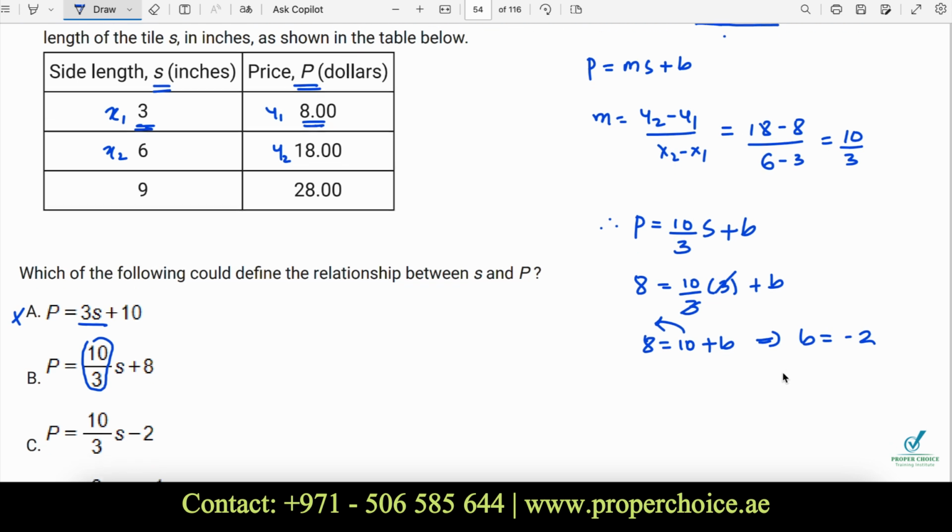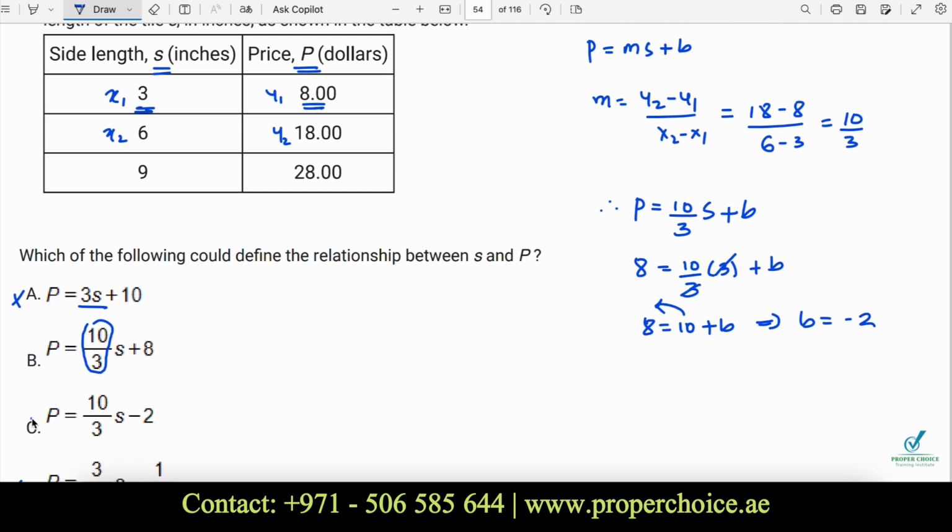So we should go with option C as the right answer, because finally your equation becomes p equals 10 by 3 s minus 2. The y-intercept or b value here is negative, so it makes sense that C is the right answer to this question.